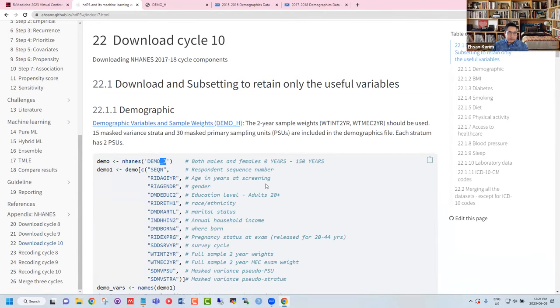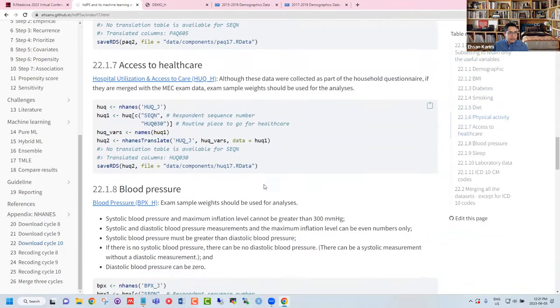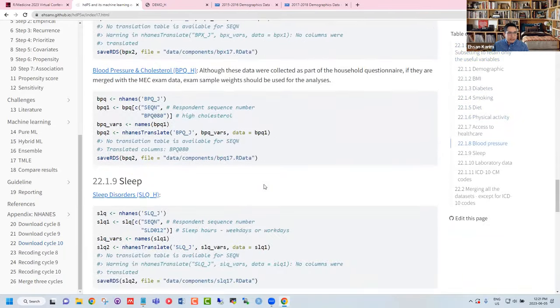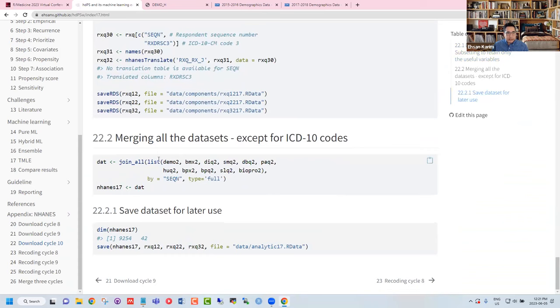Sometimes they change some of these variable names, such as in this data for the sleep cycle, where they changed the variable names from the previous one. So I needed to go back and check what was the new name that they were using. After collecting all of this data, I merged it to create the 2017 data.